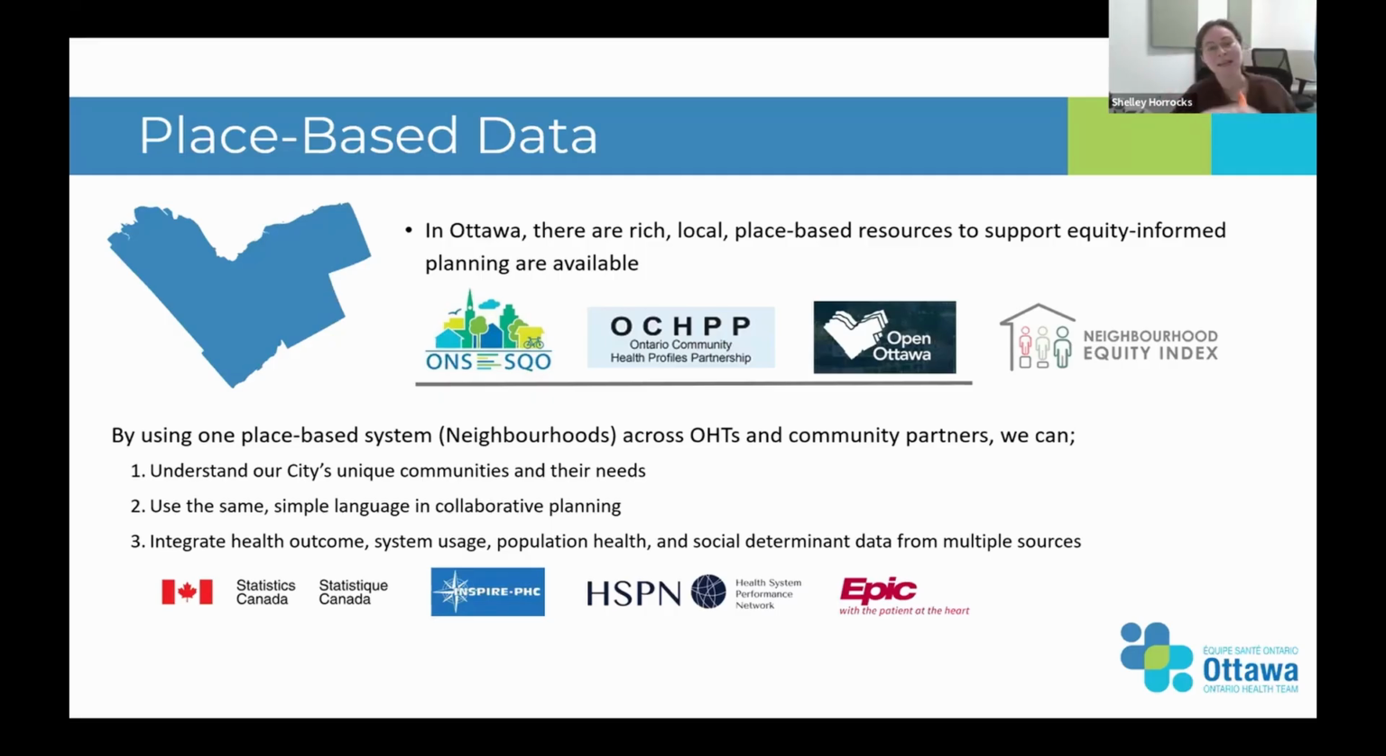Some of the benefits of ourselves and a bunch of our partners being on the same place-based system is that we can jointly understand our city's unique communities and their needs, and use the same simple language in our collaborative planning. When I say Sandy Hill, everybody at the table knows where I'm talking about, and we can really drill down into talking about what the needs are there and which communities we're talking about. If I say ADA 56092, whatever it is, that's a lot harder for people to come together around, rally around, and understand.